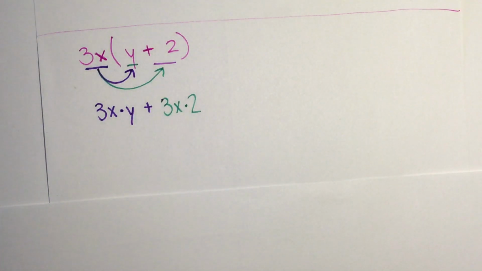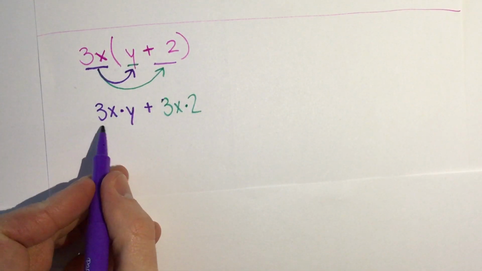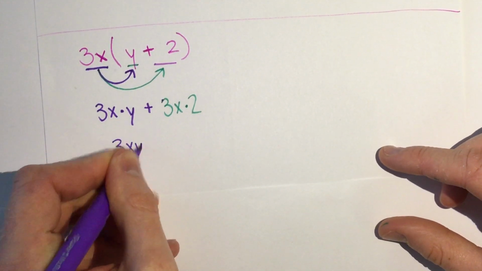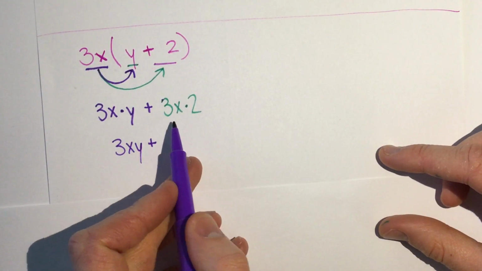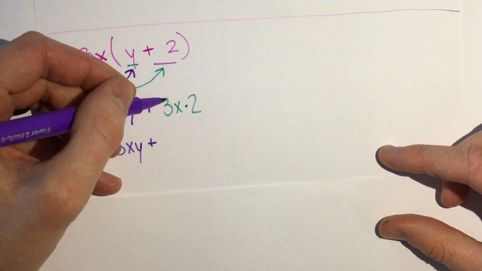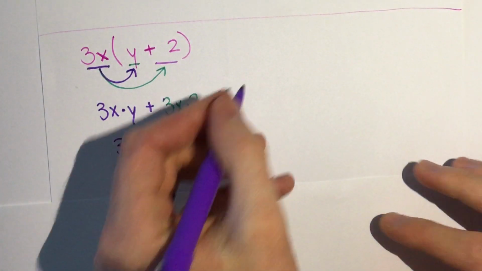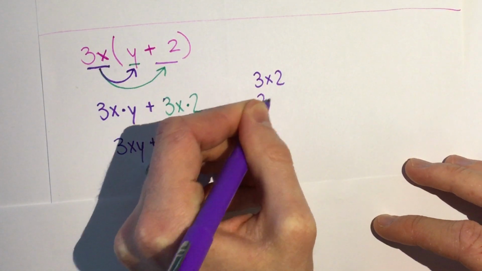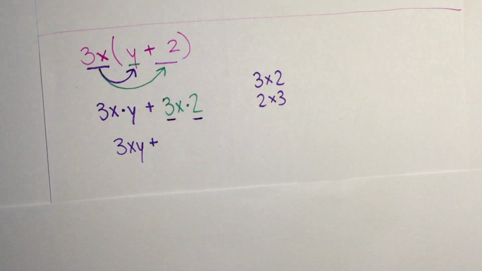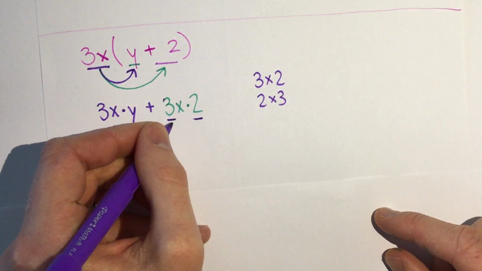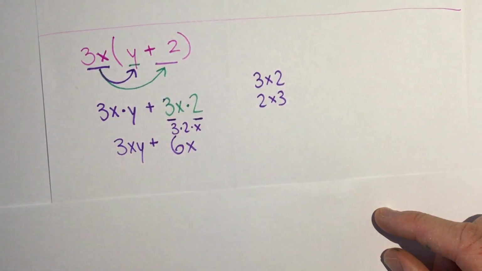Now, to simplify this, we just want to look at this. This is all multiplying, 3x times y, so we can just write that, 3xy. This is also all multiplying, so would we write 3x2? No. There are two numbers here, and remember, whatever order we multiply things, 3 times 2, 2 times 3, if we change the order, the number doesn't change. So here, we can rearrange this as 3 times 2 times x, or 6x.